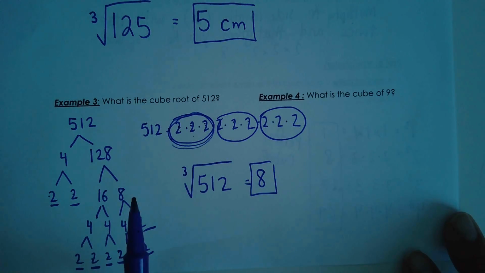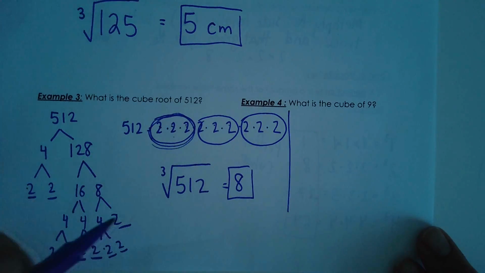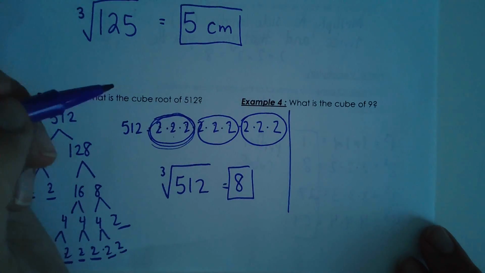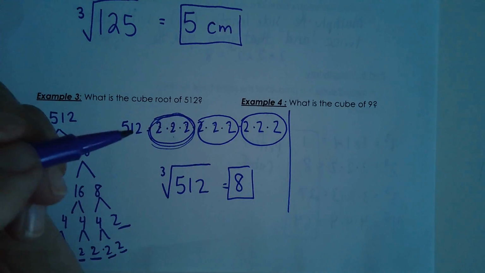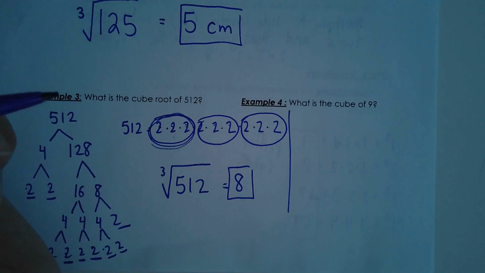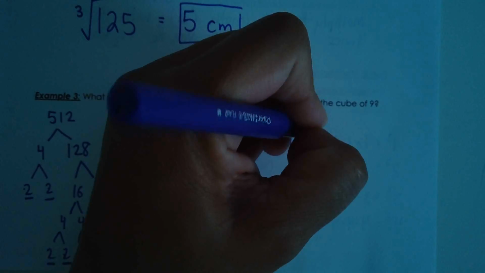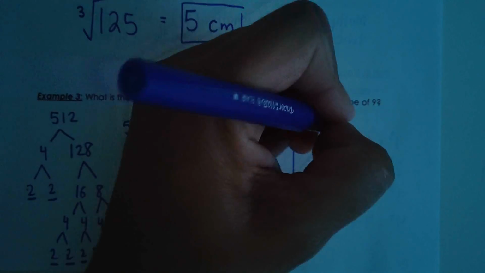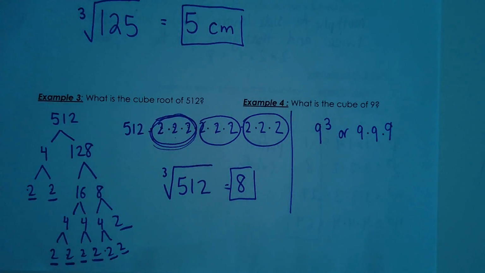Okay, next question here, example 4. What is the cube of 9? So now we're not looking for a cube root, we're looking for a cube of 9. Just like you could find the square of 9, or you could find the square root of 9. So the cube of 9 means 9 cubed, or 9 times 9 times 9.